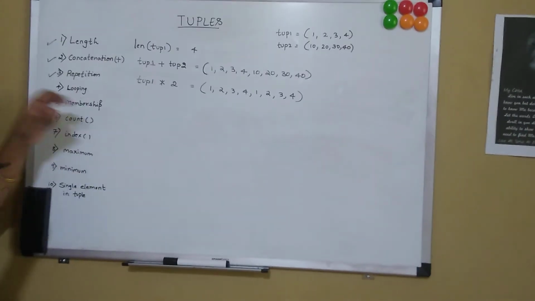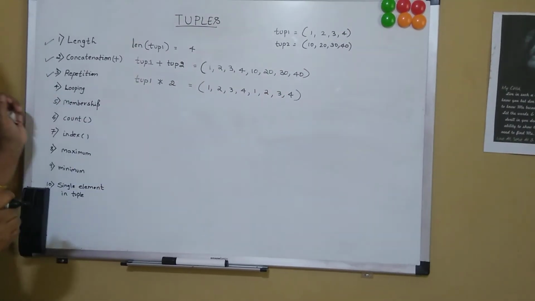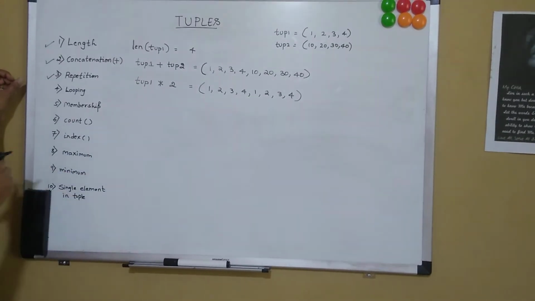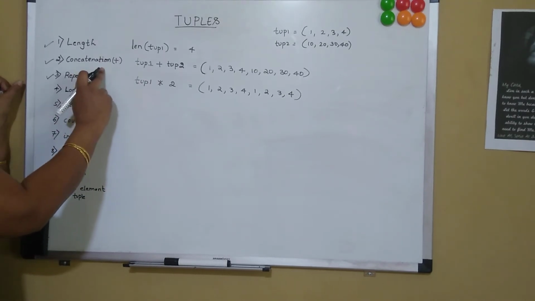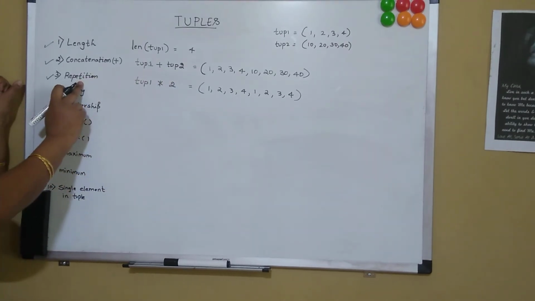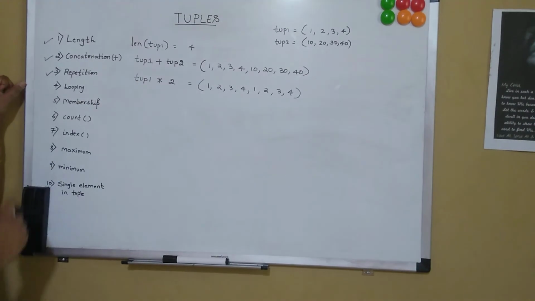Tuple 1 into 2 repeats the contents of the tuple 1 twice, and the output will be in this particular format. So one thing we have to remember here is for concatenation, it should happen between two tuples, and for repetition, it should happen within a tuple and an integer value.